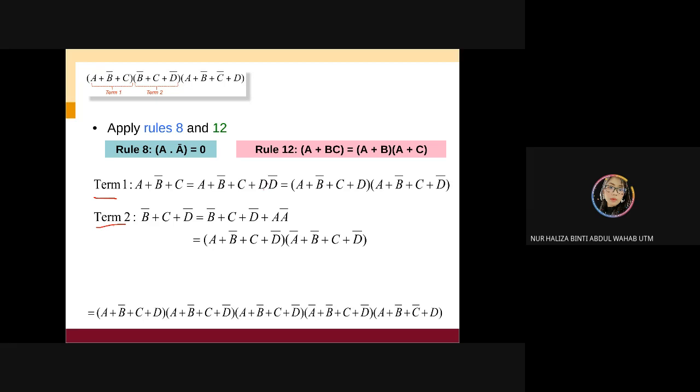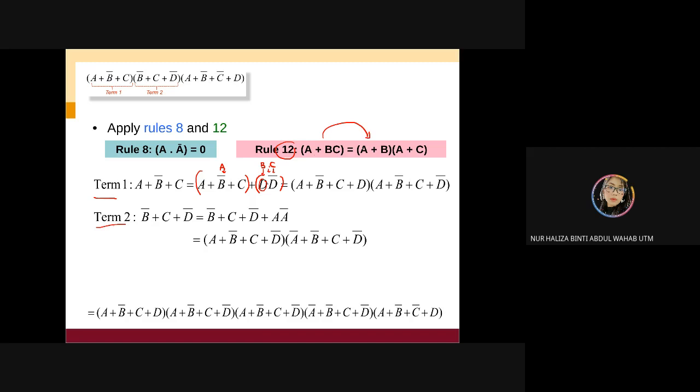For this part, you assume this to be A. This you assume to be B dot C. This is A, equivalent to A plus B bar plus C. This is B, which is your D, and C is your D bar. When you use rule number 12, you will get it like this.